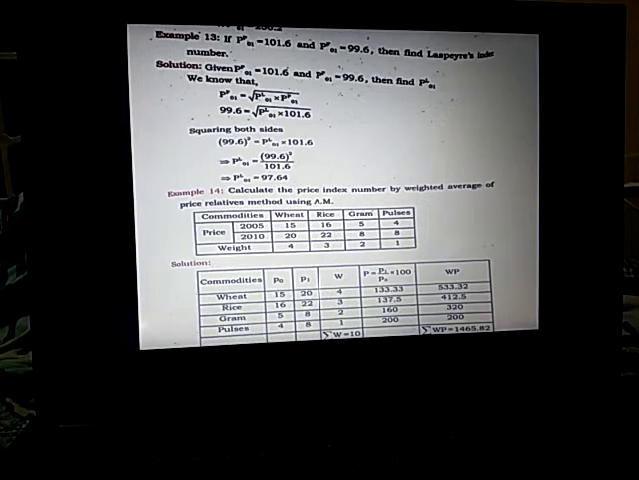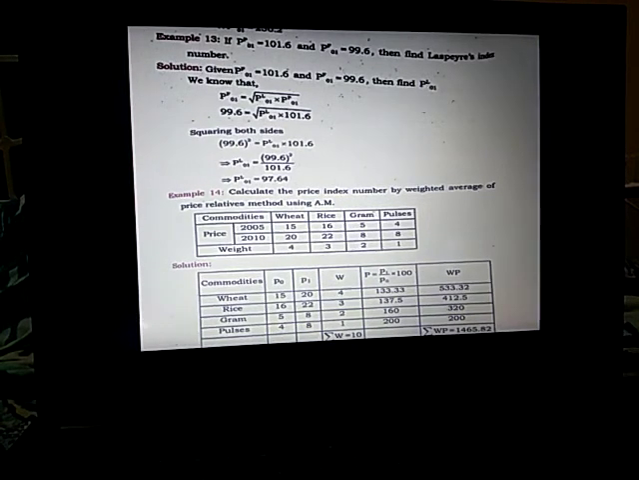That is 1465.82. Then we have the formula. Price index by weighted average of price relative method using arithmetic mean is given by P01 is summation WP divided by summation W. We have summation WP and summation W. You substitute that, we will get 146.58.